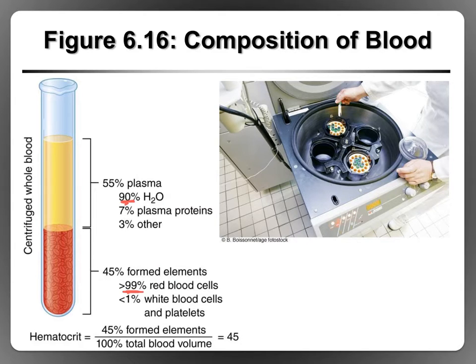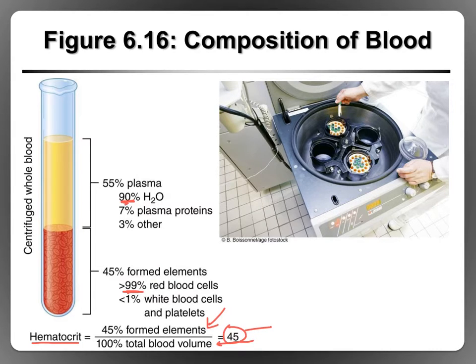One of the measurements that is commonly taken with blood is something called hematocrit. And hematocrit simply measures what percentage of your total blood volume is made up of the formed elements, which again is primarily red blood cells. So it's a very simple calculation. You take the amount of formed elements and you divide it by the total blood volume, and that's going to tell you what percentage of your total blood volume is made up of formed elements.